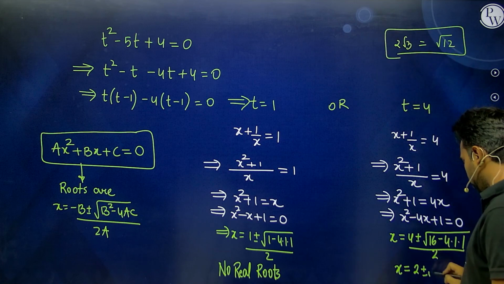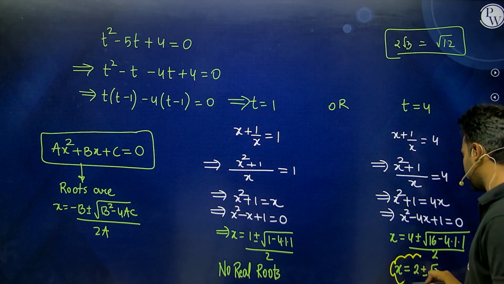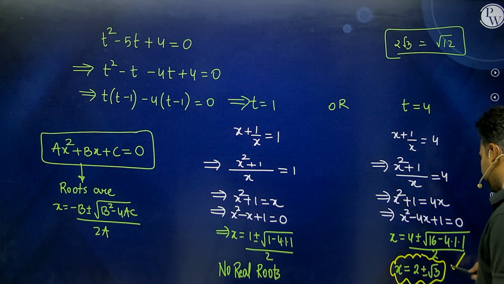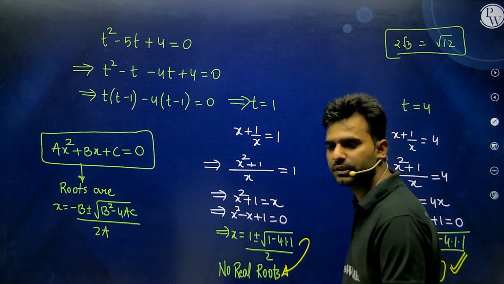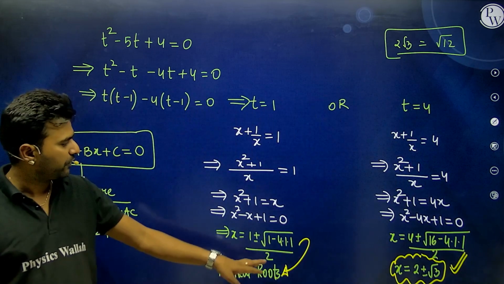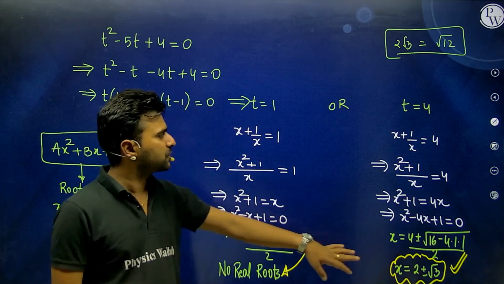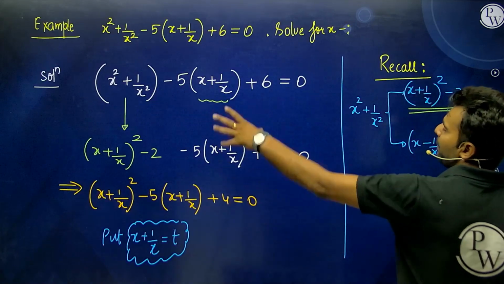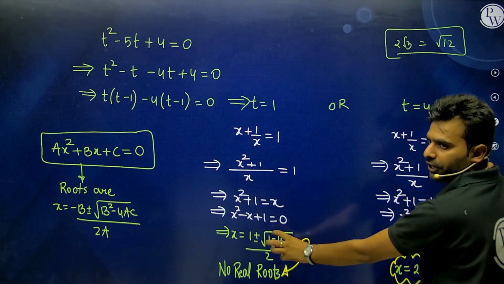So it will become 2 plus minus root 3. So this equation only has these two roots. These are not real roots. So ultimately, the value of x we are getting is 2 plus minus root 3. That means this equation will have only two roots, because from this particular portion no real root was coming.